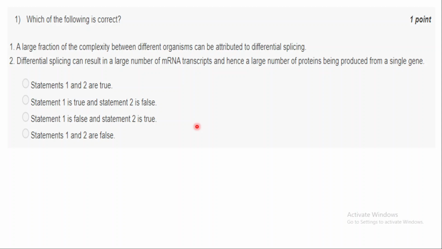Okay, seems like nobody else is able to figure out. Now let's see what is the correct answer to this question. So option A is the correct answer. Both these statements 1 and 2 are true. A large fraction of complexity between different organisms can be attributed to differential splicing, in other words, alternative splicing. And differential splicing can result in a large number of mRNA and hence a large number of proteins from a single gene, right?